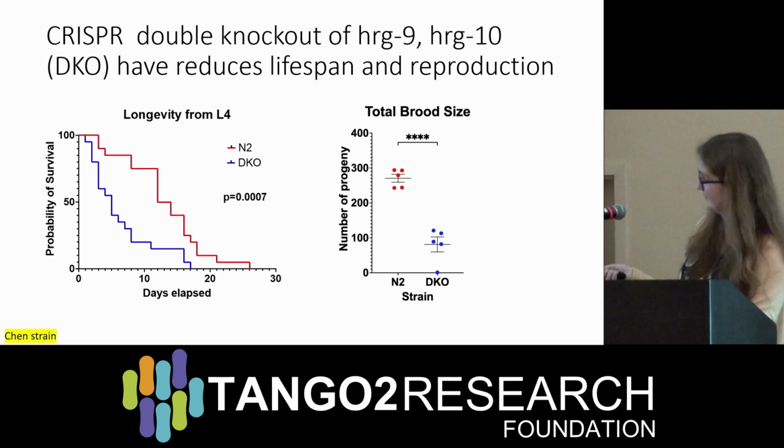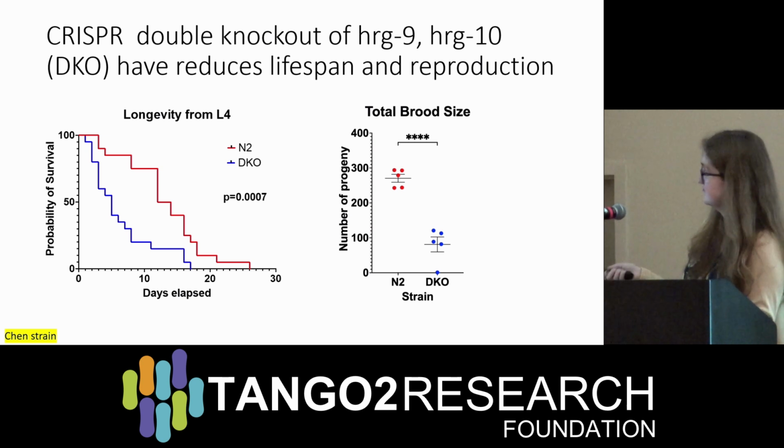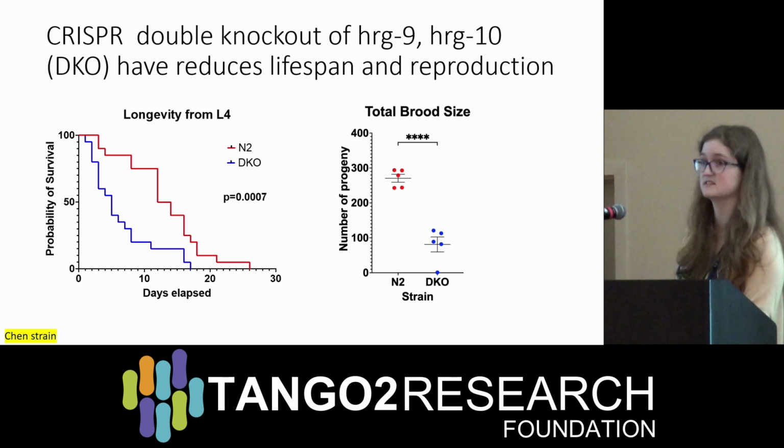We were able to see that our normal worms lay about 250 to 300 eggs, which is expected. But our worms missing TANGO2 are not laying nearly as many eggs as we would expect, which again tells us that these worms are having some kind of metabolic problem.